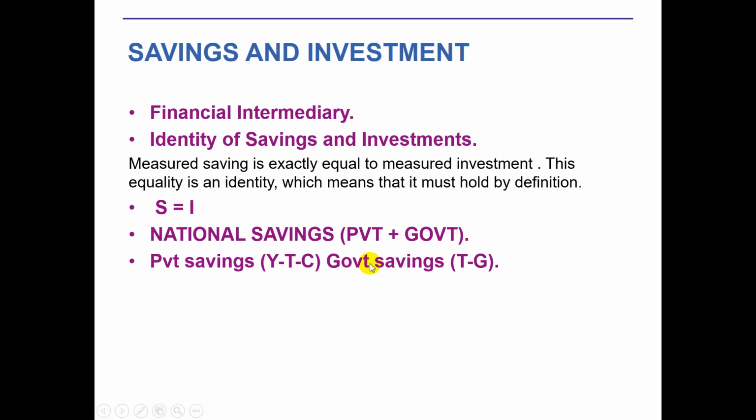On the other hand, government has two things. First is their revenue, which they generate through taxes. And then from that income, they do their expenditure. So the difference between their income and expenditure is their saving. So if we add these two, private saving and government saving, it will become our national saving. National saving must be equal to investment.